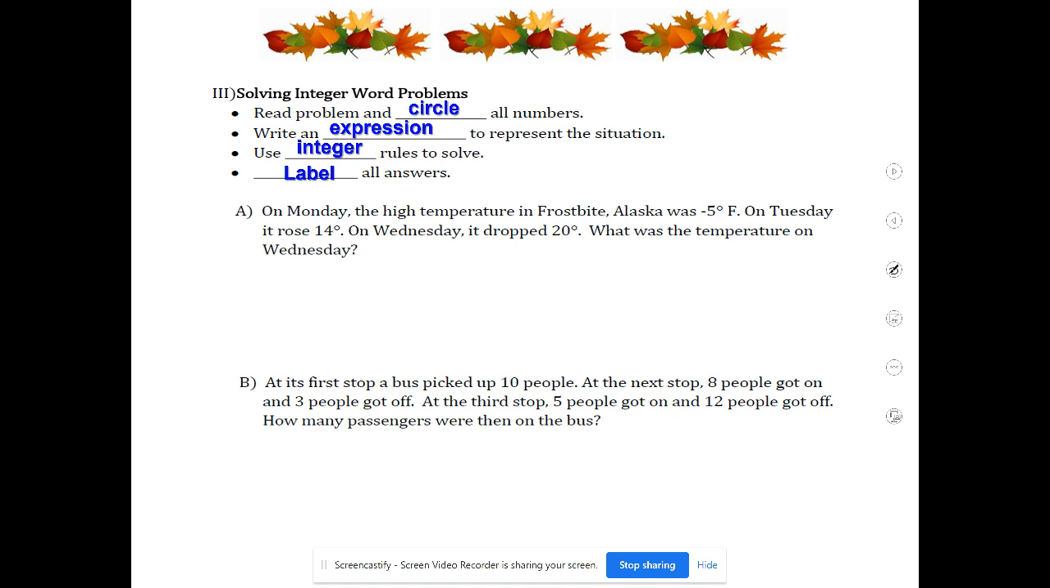So letter A, we have on Monday, the high temperature in Frostbite, Alaska was negative 5 degrees. On Tuesday, it rose 14 degrees. On Wednesday, it dropped 20 degrees. What was the temperature on Wednesday? So the first thing we need to know is that we have negative 5, we have a rose 14, that's going to tell us positive because going up is positive. And then dropped 20 is going to be telling us negative 20. So that's important. Dropped means negative, rise means positive.